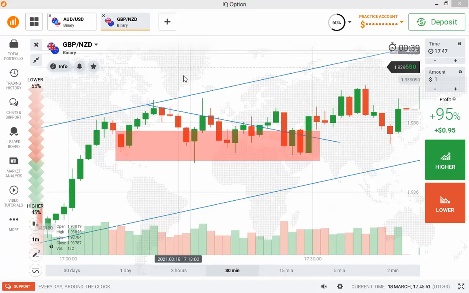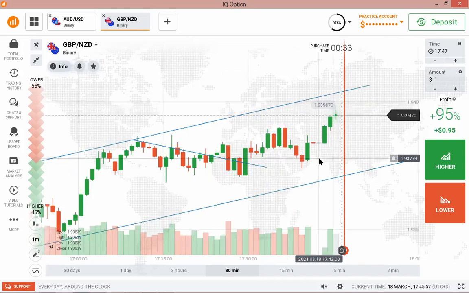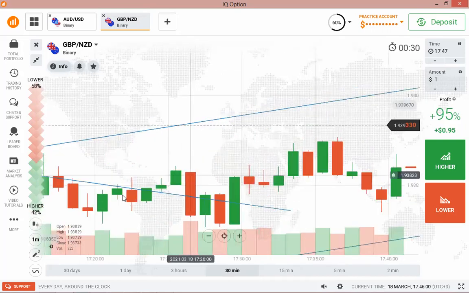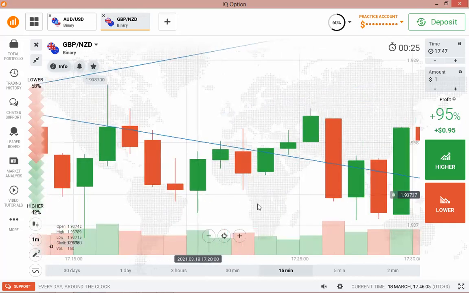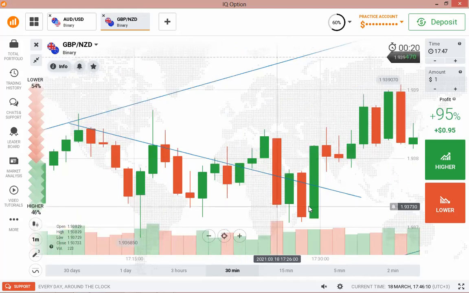If you don't wait for the price to come to the demand area, you start losing trades. And again, make sure that the candle that closed at the demand area closes with a rejection. Once they close with the rejection, you place your trade. If there's no rejection, don't place your trade.